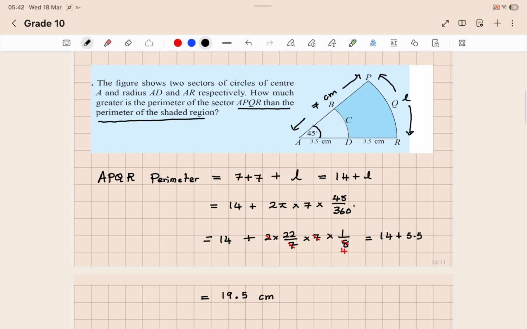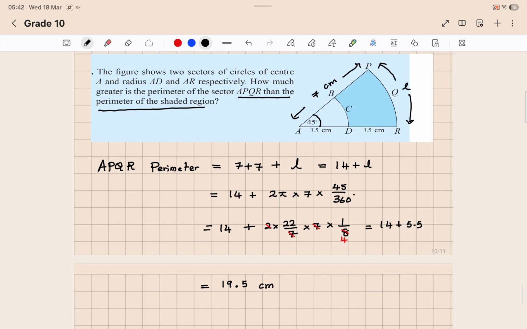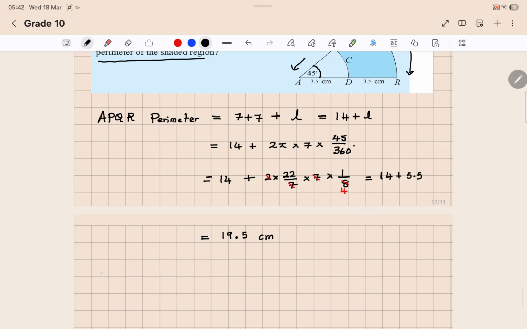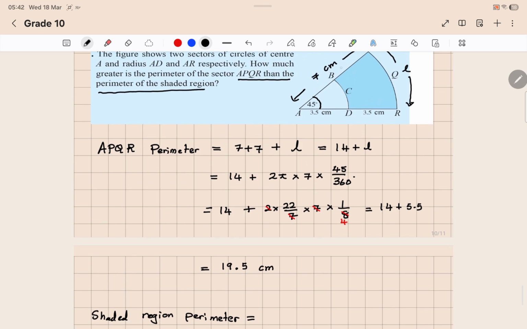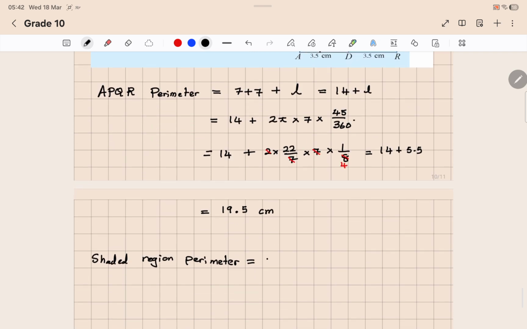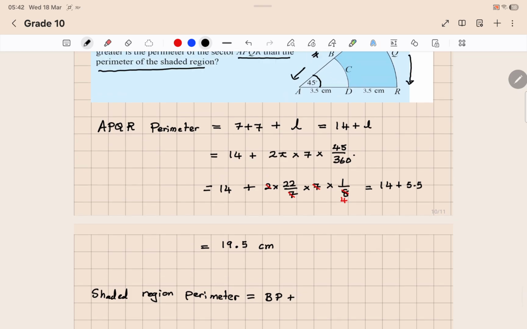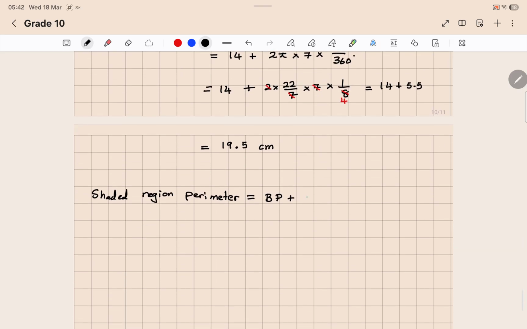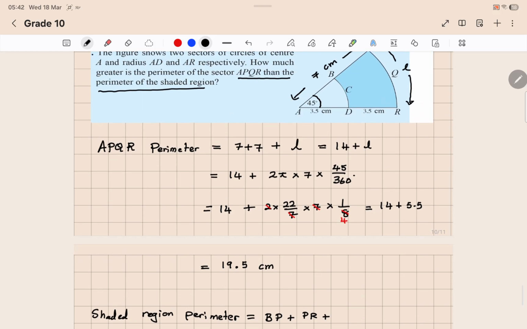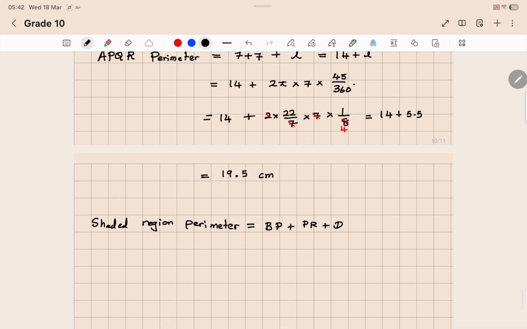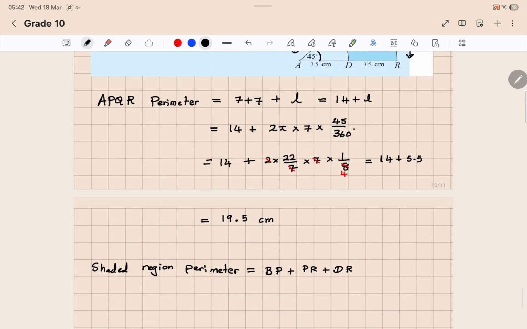Next we need to figure out the perimeter of the shaded region. So that is BDPR, shaded region perimeter. So that is made up of what? BP plus PR plus DR plus BD.